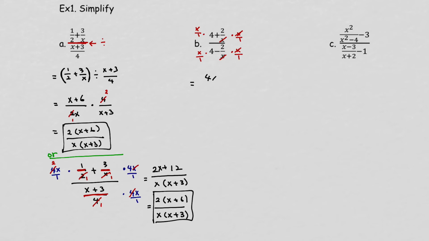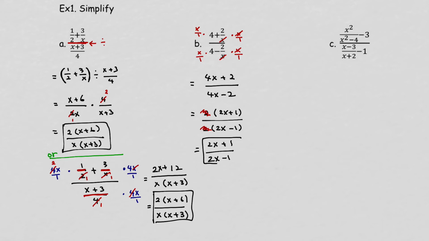I will have 4x plus 2 and then 4x minus 2. And let's see if I can factor. Common factor 2. Then I have 2x plus 1, 2x minus 1. Again, I can get rid of the common factor. Then I will have only 2x plus 1 over 2x minus 1 remaining. Right?